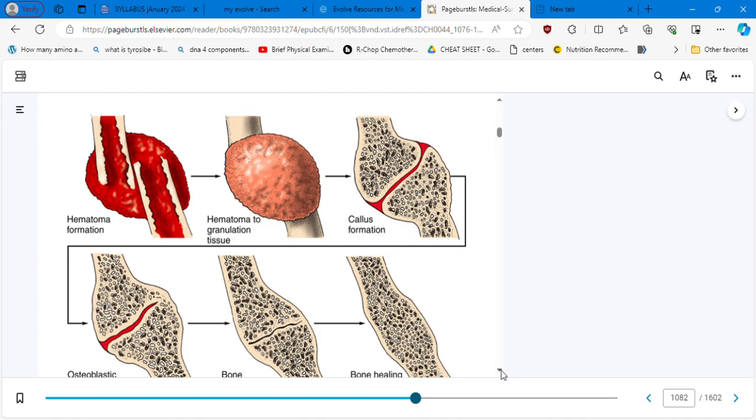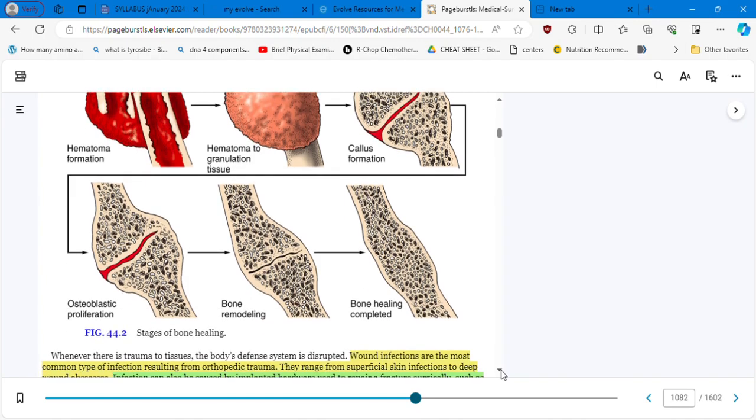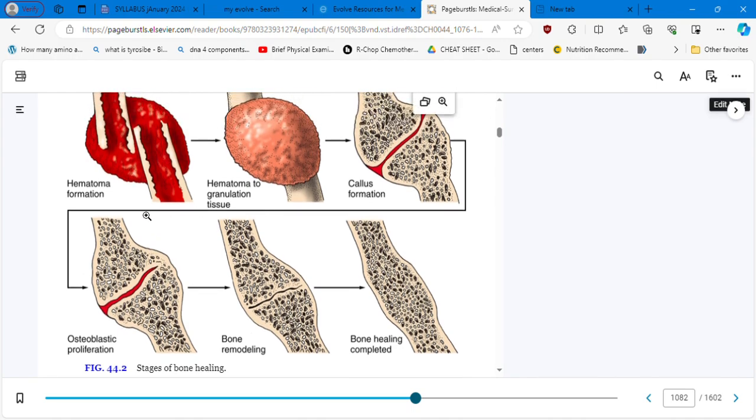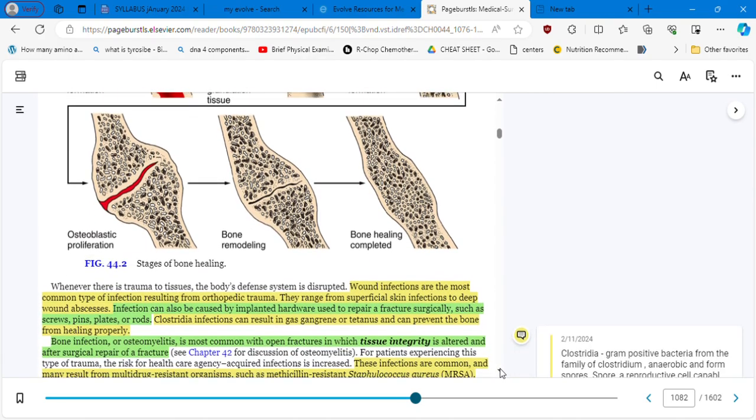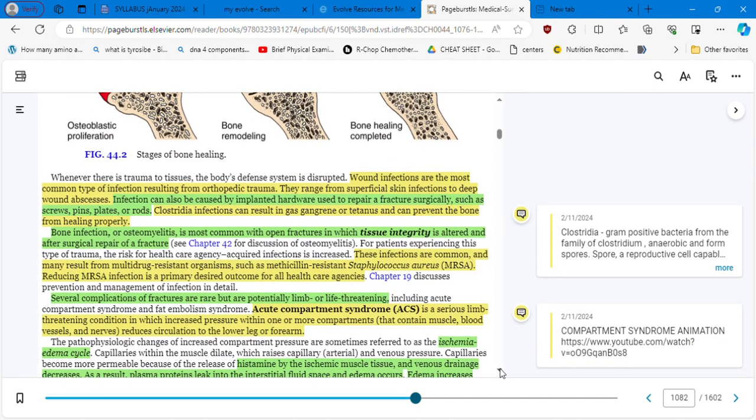So we have here the steps and the stages of bone healing. Feel free to review hematoma formation. Then granulation tissue is going to appear, then callus formation, osteoblastic proliferation, bone remodeling, and bone healing is completed. Now, we have wound infections that are the most common type of infection resulting from orthopedic trauma.